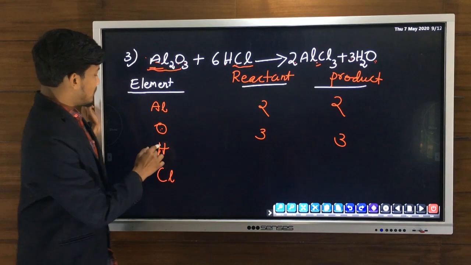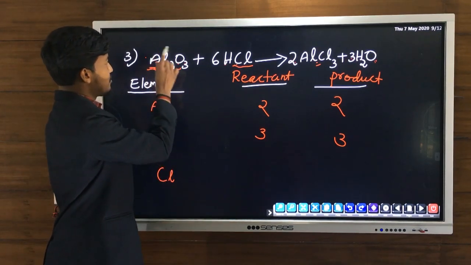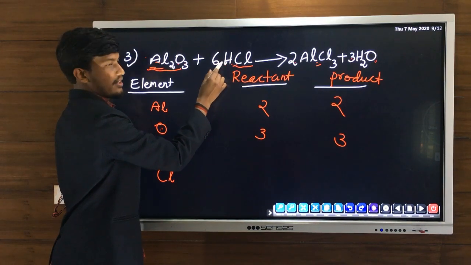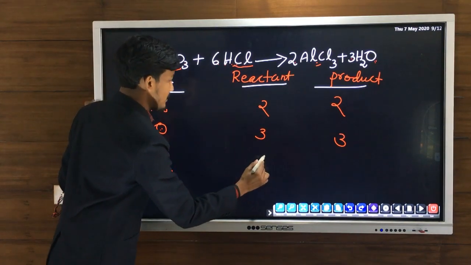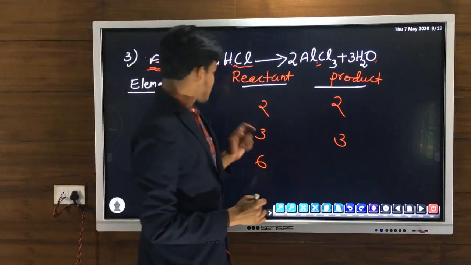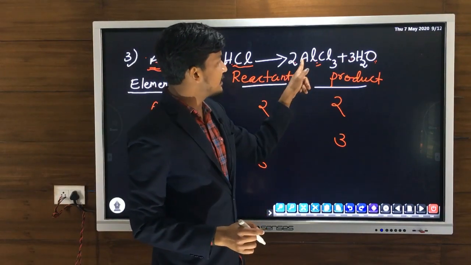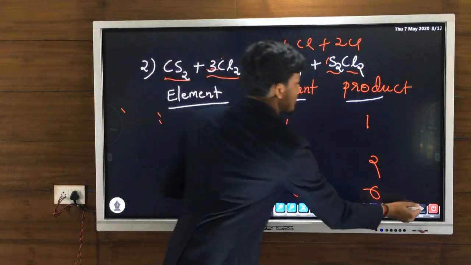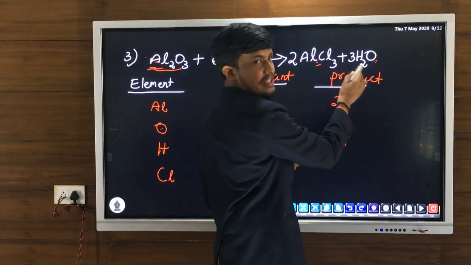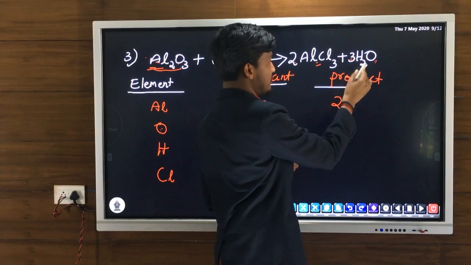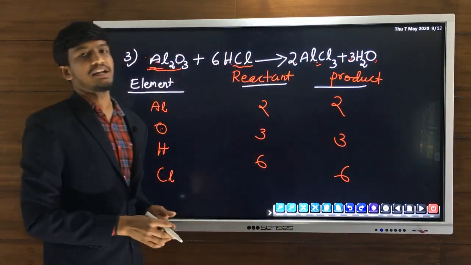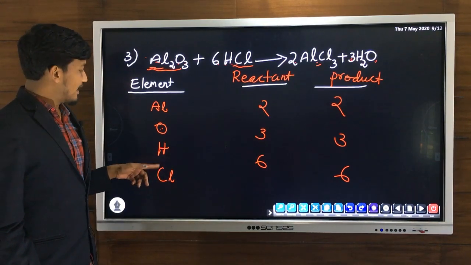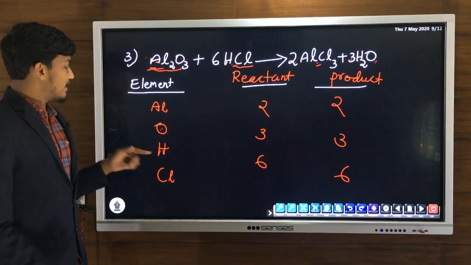Now hydrogen. There is no hydrogen in the first reactant. Where is hydrogen? In HCl. 6 into 1. 6 ones are 6. 6 hydrogen atoms. Then on the right side, number of hydrogen atoms. In AlCl3 no hydrogen atoms. Then hydrogen atoms are here in the second product. 3 into 2. 3 2s are 6. 6 hydrogen atoms. Now Cl, the last atom we have, the final one, chlorine.